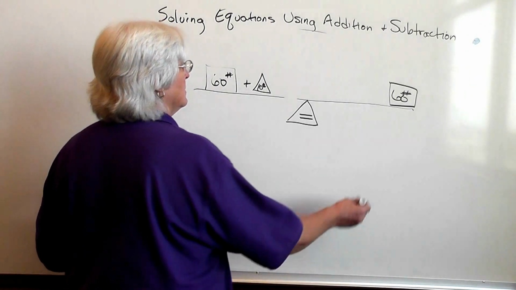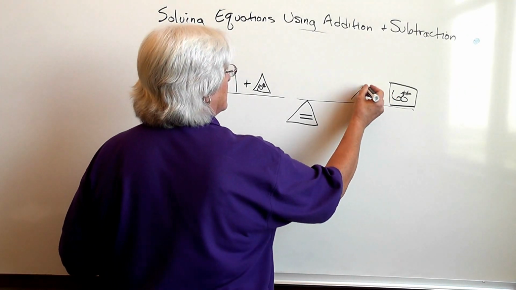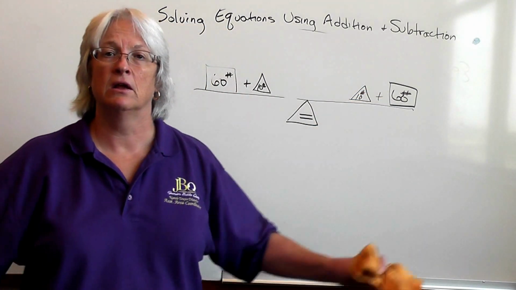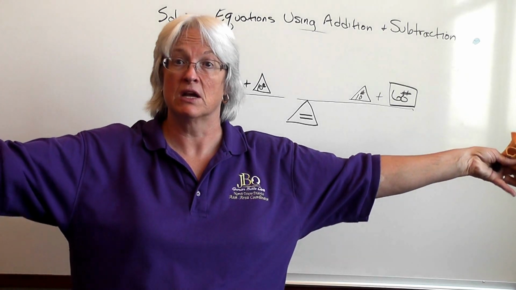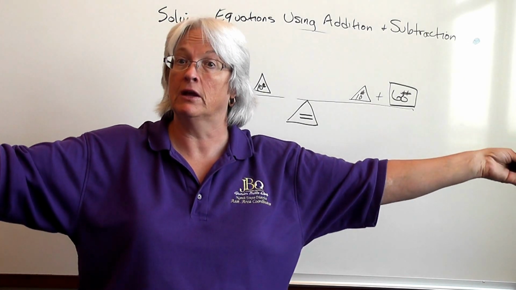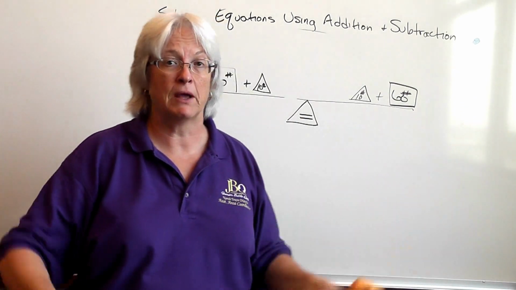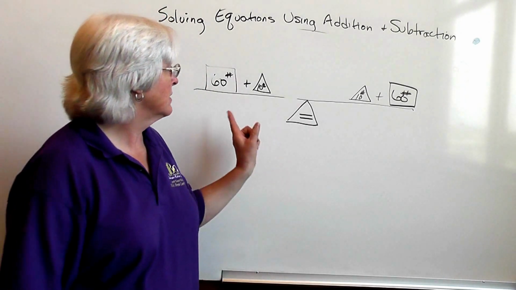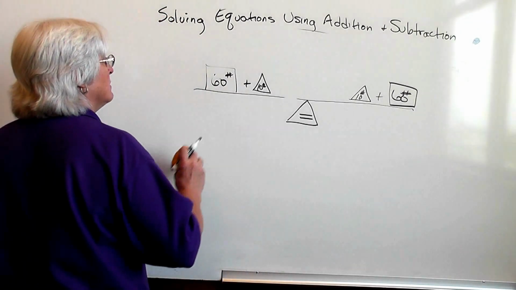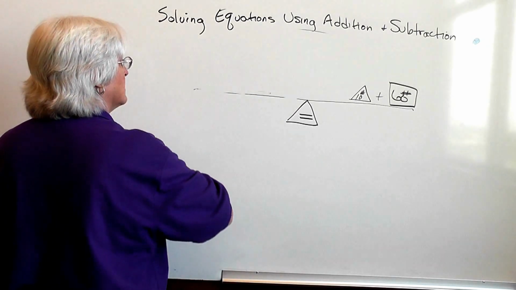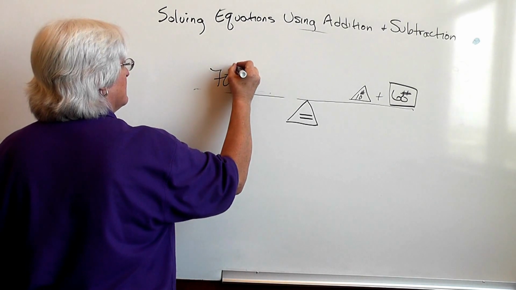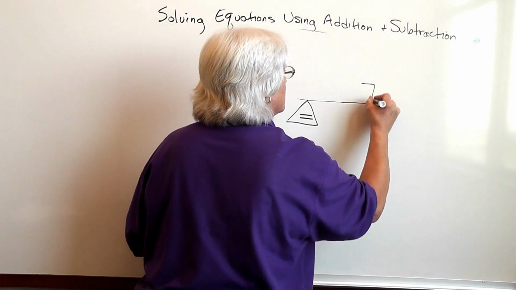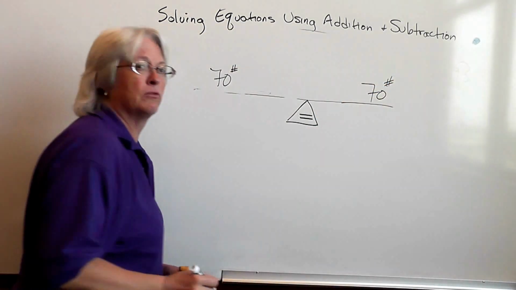Well, one thing we can do is add 10 pounds onto the other side. Now, we have 70 pounds on both sides. Different number, 70 and 70, but they're still equal. They're still in balance. We have added 10 pounds, and we now have, on either side, 70 pounds.